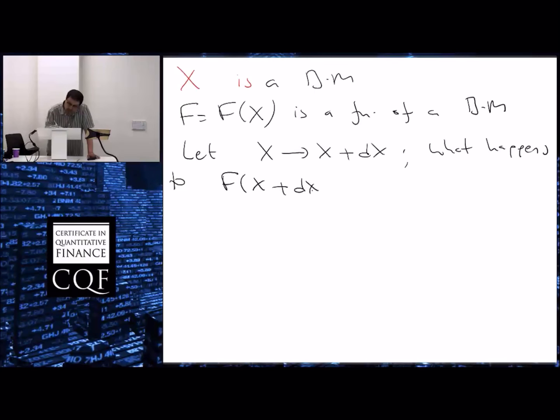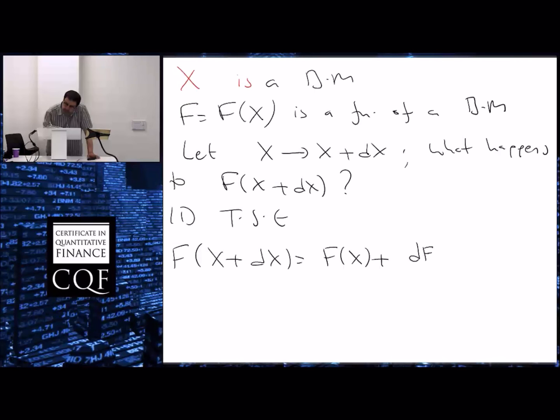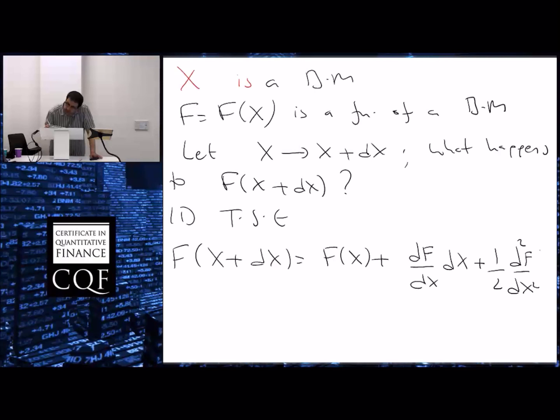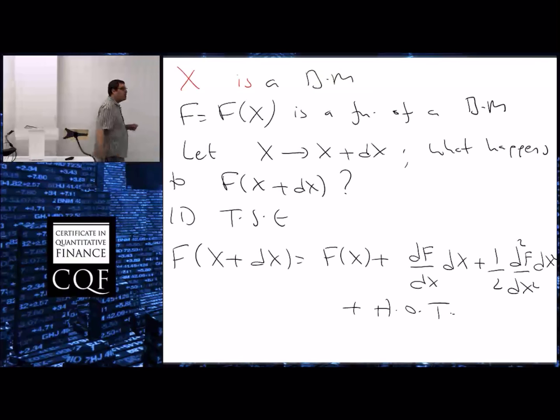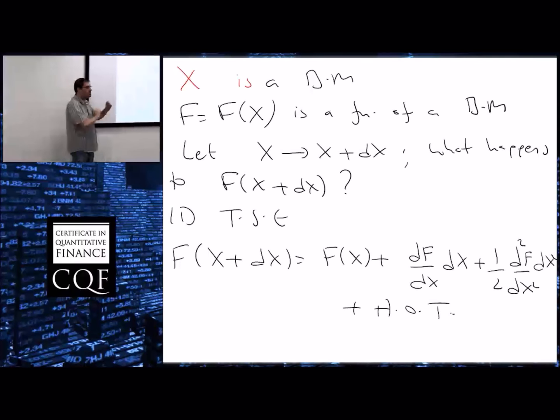So, one-dimensional Taylor series expansion. f of x plus dx is equal to f of x plus df by dx times dx plus a half d squared f by dx squared times dx squared plus higher order terms. But in everything that we do, we will only go as far as terms in dt.